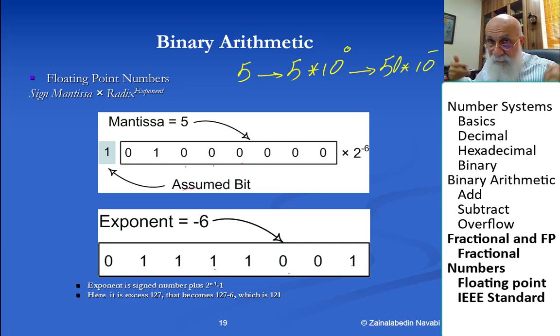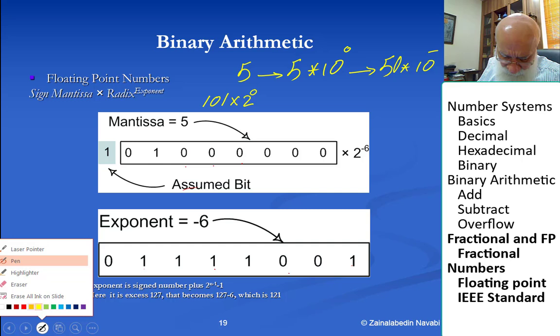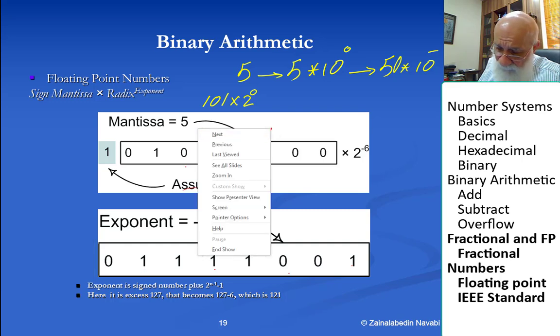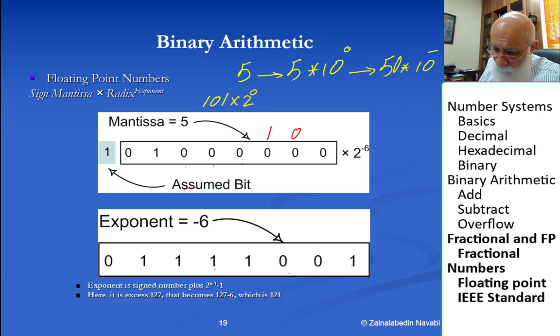Now let's look at the binary way of doing this same thing. I have the number 5, which is 101, times 2 to 0. That means initially I have a 0 for the exponent and I have 5 for the mantissa. I could put 5 right over here, 1, 0, 1, with an exponent of 0.